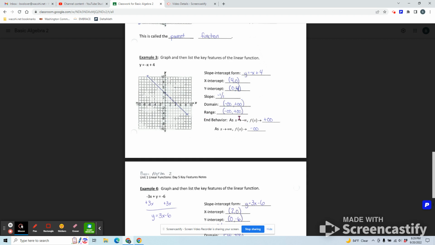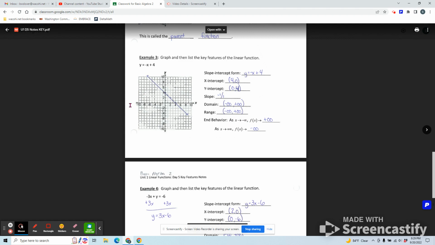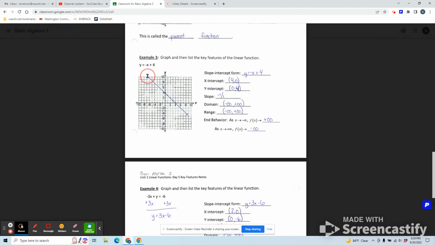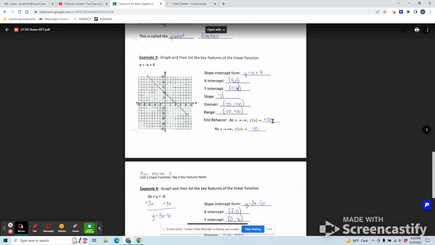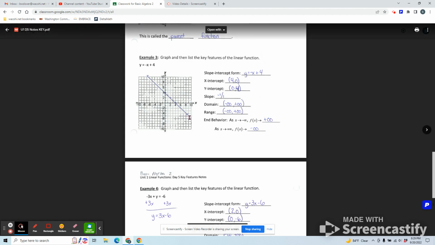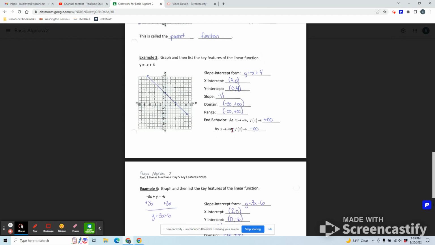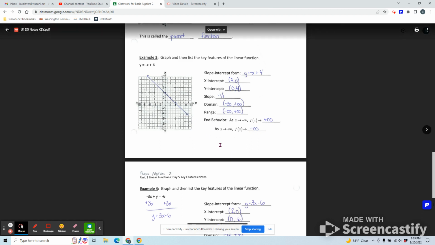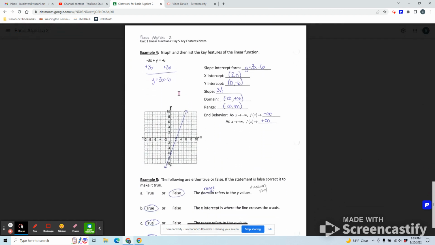My end behavior. So all I have to do is negative infinity. So I'm over here. Where's this pointing? Well, it's pointing up. Well, up is positive, so positive infinity. Where's this one pointing? Negative infinity, because it's pointing down. Example 4, you just had to get it in slope-intercept form, and then everything else is still the same.